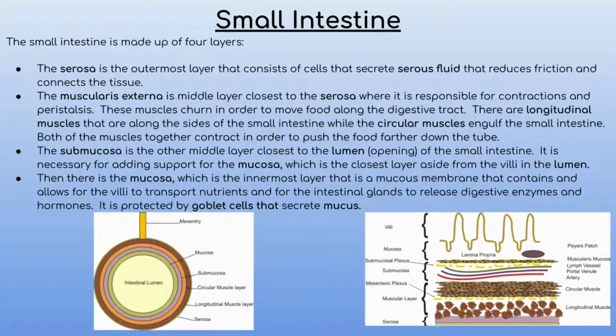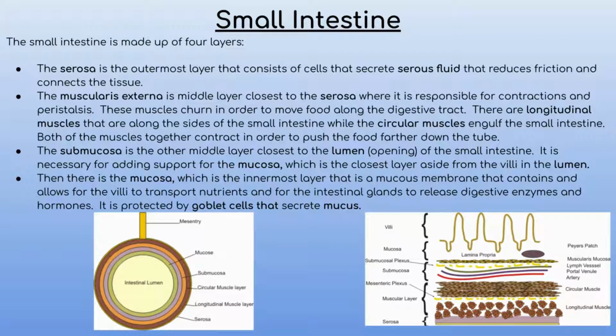There are 2 types of muscles that do this in the muscularis externa. First, we have the longitudinal muscles that are along the sides of the small intestine, and then the circular muscles, which engulf the small intestine. Both of these muscles work to push the food further down the digestive tract.